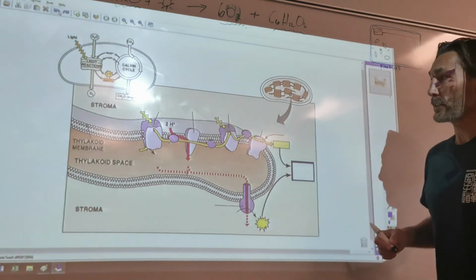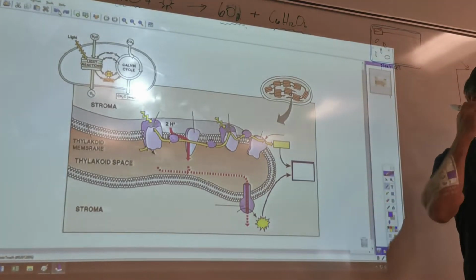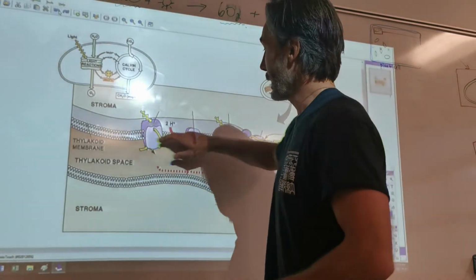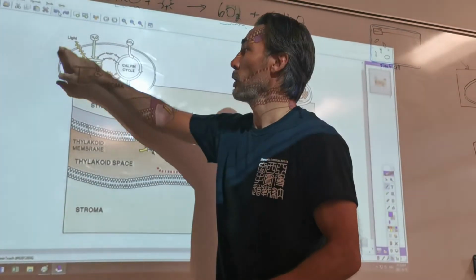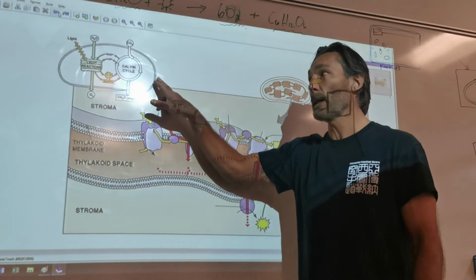Okay. All right, light reactions. Let's get our frame of reference one more time here. So we're looking at a thylakoid here. Okay, so here is a chloroplast, with many chloroplasts in one cell.